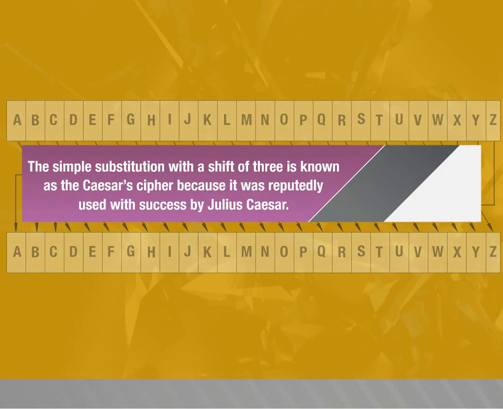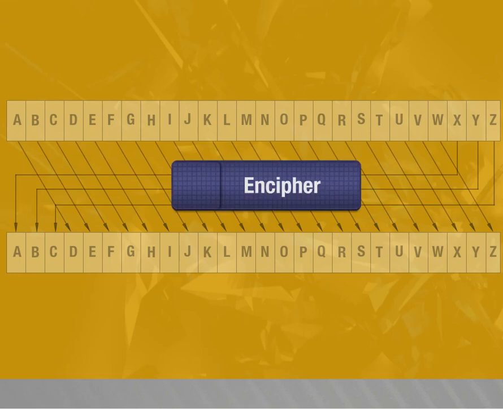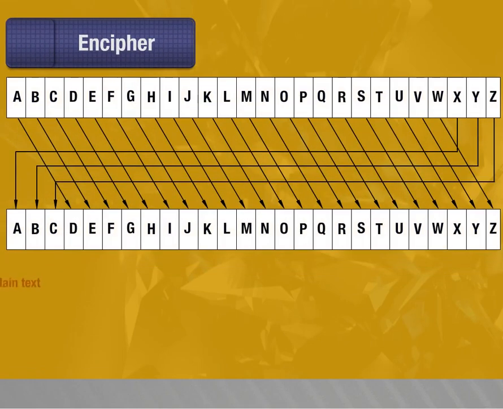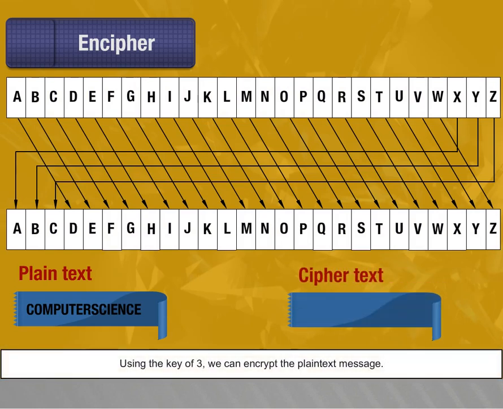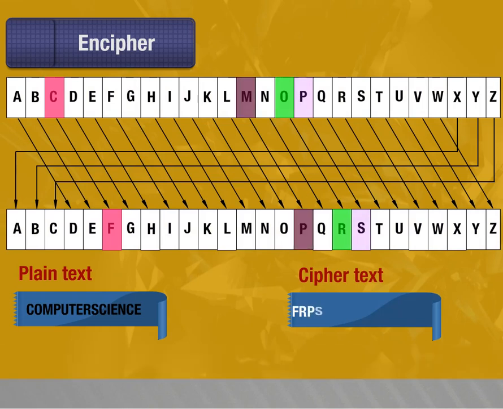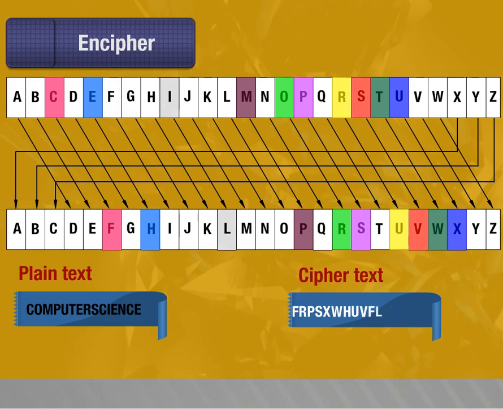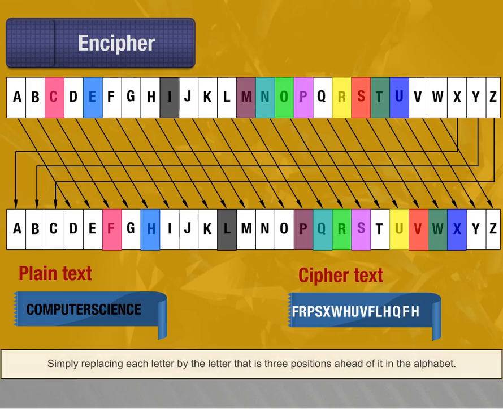The simple substitution with the shift of 3 is known as the Caesar cipher because it was reputedly used with success by Julius Caesar. Encipher. Plain text: computer science. Using the key of 3, we can encrypt the plain text message. Ciphertext: FRPSXWHU VFLHQFH. Simply replacing each letter by the letter that is 3 positions ahead of it in the alphabet.